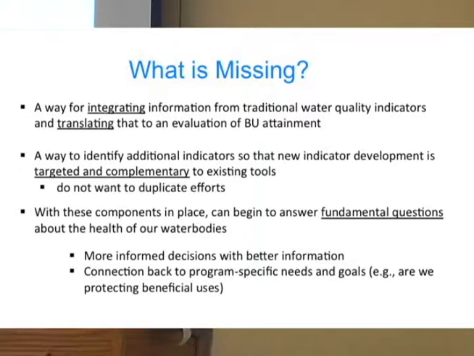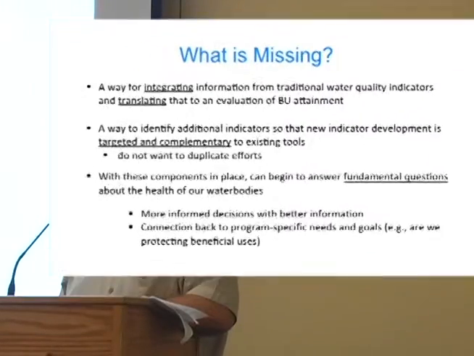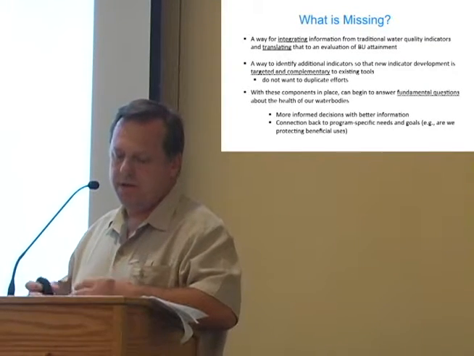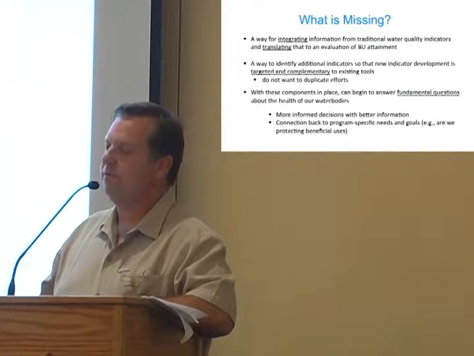So, okay, we have these beneficial uses, but what are we missing at this point? There are many programs out there, regional boards oversee programs, SWRCB 303(d). We have all these information needs for various programs. Well, one of the major things that is missing is a way of integrating information from these traditional water quality indicators, all the things we're familiar with, and having a way to translate all that information to that evaluation of beneficial use attainment.